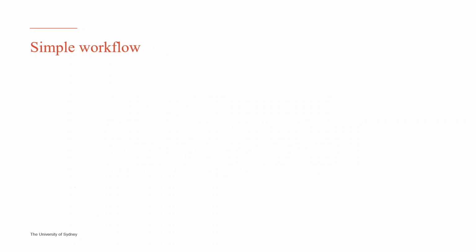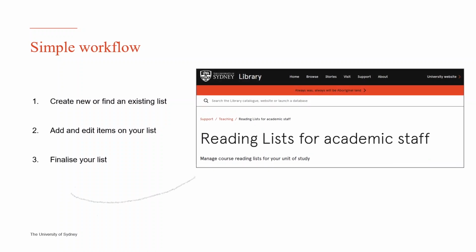Lists are managed in 3 simple steps: create new or find an existing list, add and edit items on your list, and finalize your list. You can find more information about this on the Reading List for Academic Staff webpage on the library website. The link is also included in the video description below. Now, let's have a look at preparing a list.